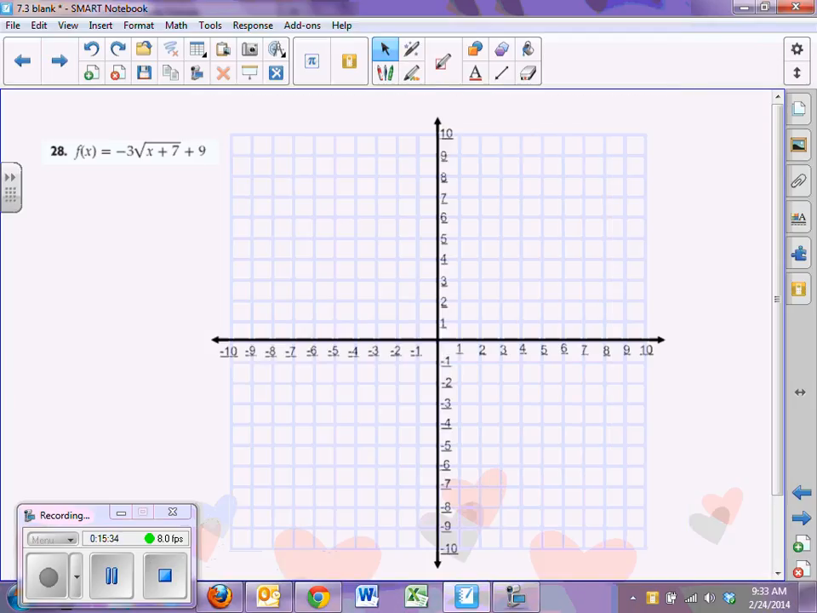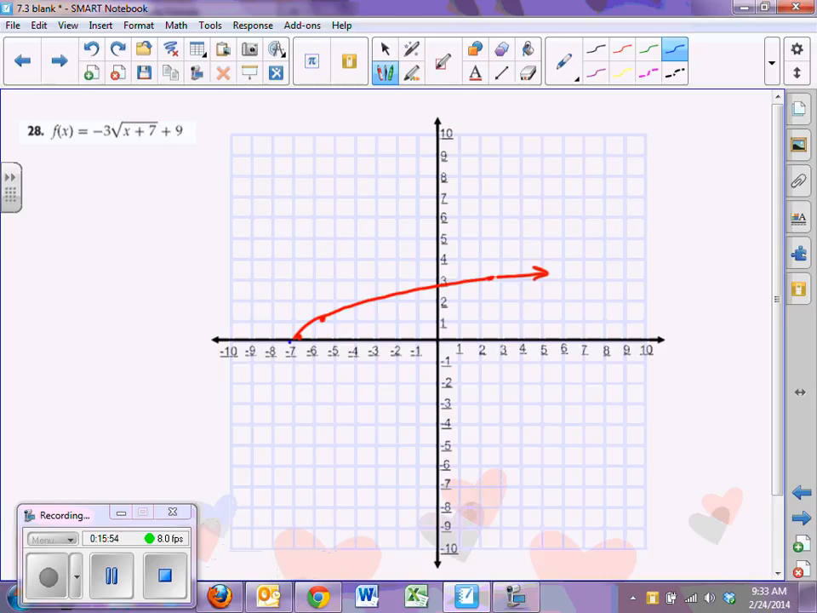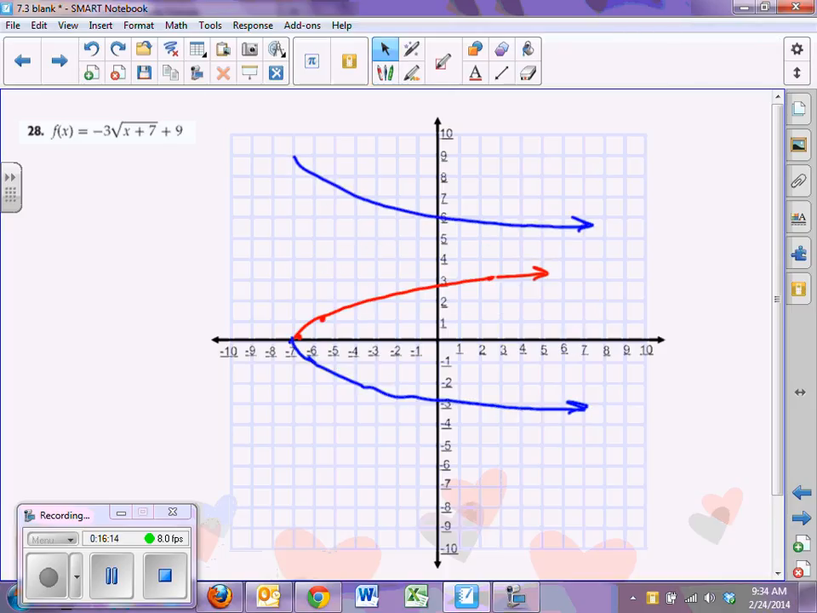I start by plotting (0, 0), (1, 1), (4, 2), (9, 3). This thing gets shifted to the left 7. Then I'm going to flip it, but I'm going to keep in mind that that 3 is going to change the shape. So now it's going to go down. And then I add 9, move it up 9. So what that ends up looking like, now it's not going to be perfect until I start plotting a few points up 9.